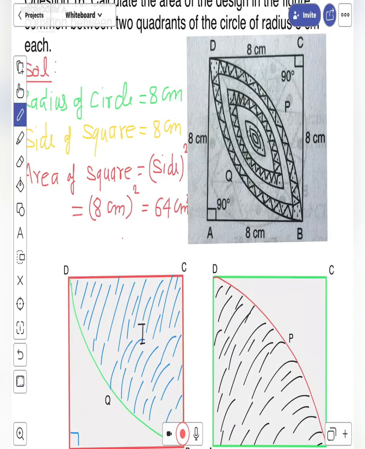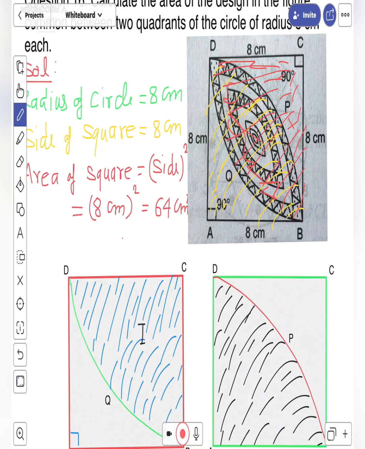अब इस एरिया का जो ये कॉमन डिज़ाइन है, इसका एरिया आप कैसे बताएंगे? हाउ कैन यू फाइंड? Yes dear, you can see here, when this is the area of first quadrant, you can see in this diagram, this is the first quadrant. When you take the first quadrant, then this design is included in the first quadrant. After that when you take the second quadrant, then this design is included in the second quadrant also.